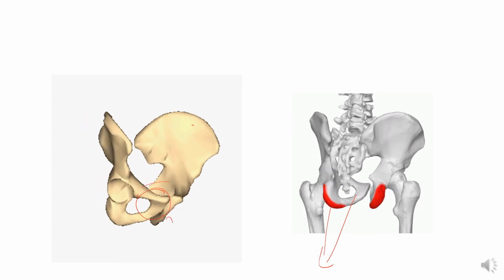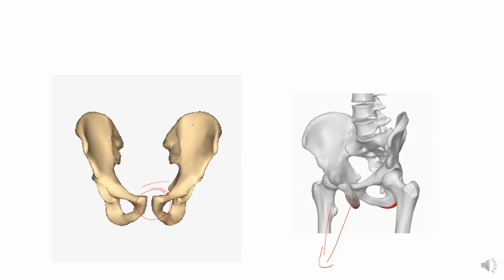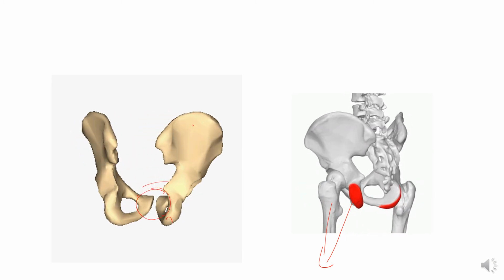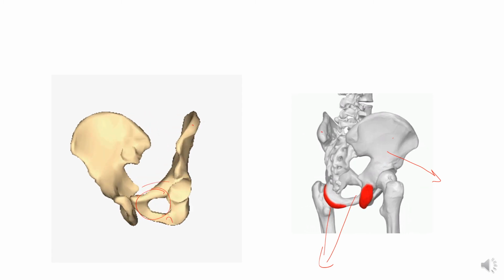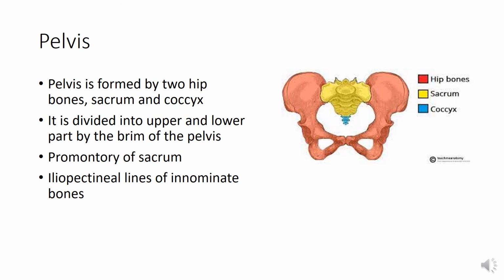You can see where they are located around the sacrum, and these are the two hip bones forming the pelvis. So the pelvis, as I have told you before, is formed by two hip bones, the sacrum and the coccyx. Now these are the two hip bones, sacrum and coccyx. The sacrum and the coccyx bones are part of the vertebral column. They are the fused vertebrae that form separate bones.